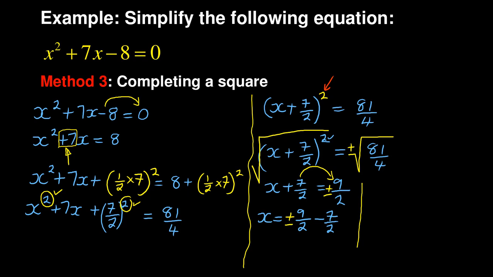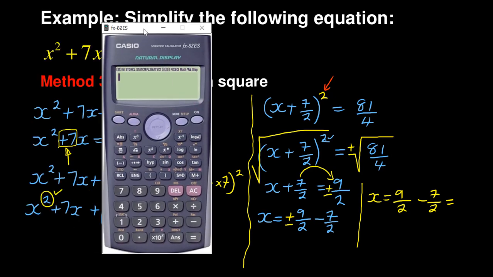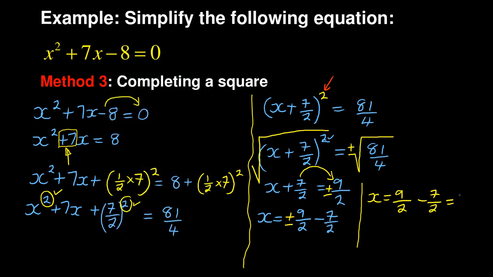Then it means you are going to have, in this case, two answers. The first one will be x is equal to, take the positive one, which is 9 over 2 minus 7 over 2. Then if you simplify that, which is 9 over 2 minus, again, 7 over 2, it gives me a 1 there. So the first one gives me a 1.